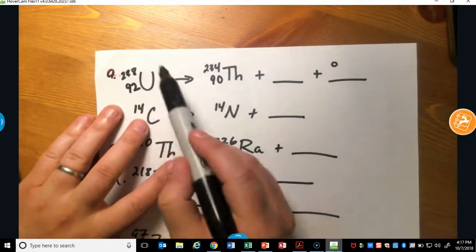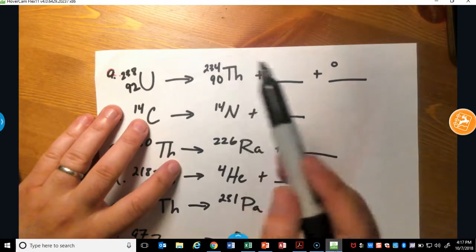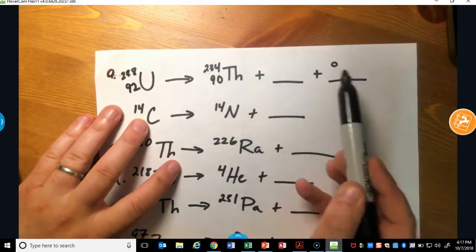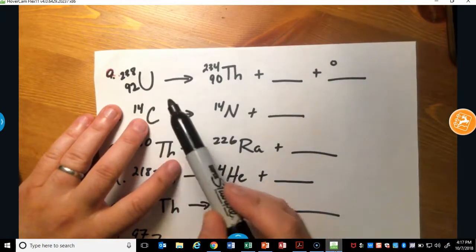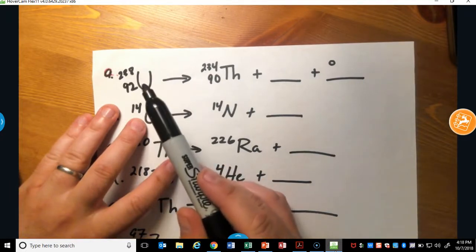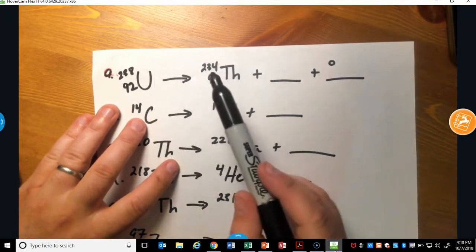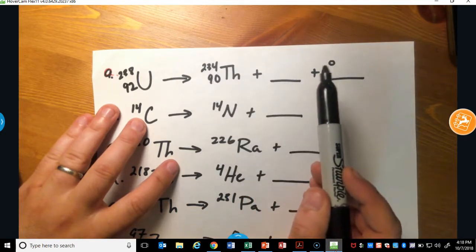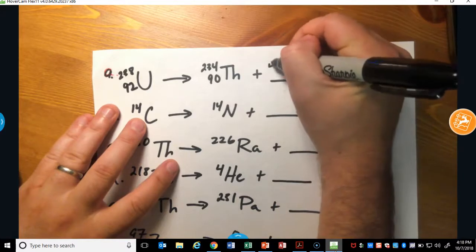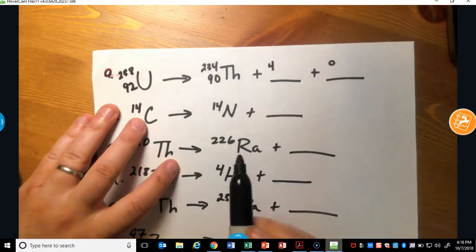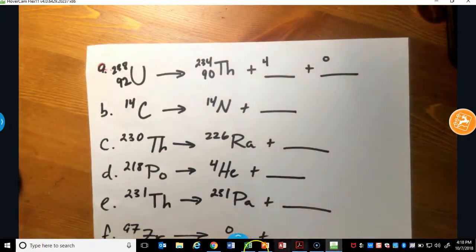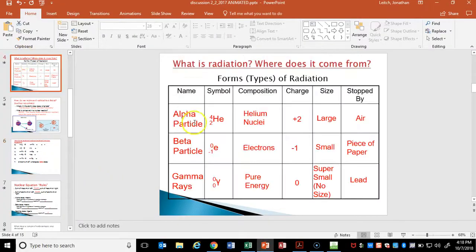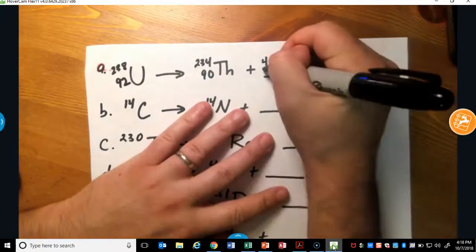Now the whole idea here is that the mass and atomic number has to be equal on both sides. So on this side we have 3 different particles. All 3 particles have to add up to a mass of 238 and an atomic number of 92, since this is the only particle on this side of the equation. So I have thorium-234, and I have another particle that has a mass of 0. That means the mass of this missing particle must be 4, so that all 3 of them add up to 238. Now I know the particle with a mass of 4, if I look back at my table of the 3 types of radiation, the particle with a mass of 4 is an alpha particle. So I know that an alpha particle is being emitted.